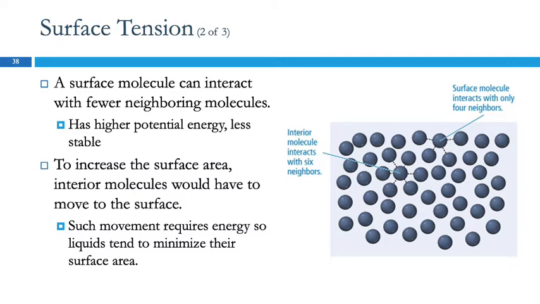So in order for us to increase the surface area, we have to make more of the molecules high potential energy by having fewer neighbors. And nothing works that way. Balls never roll up the hill, right? They just don't, because that's increasing your potential energy. Things always go towards lower potential energy. Does that make any sense?